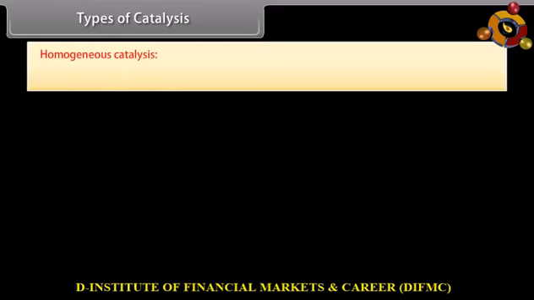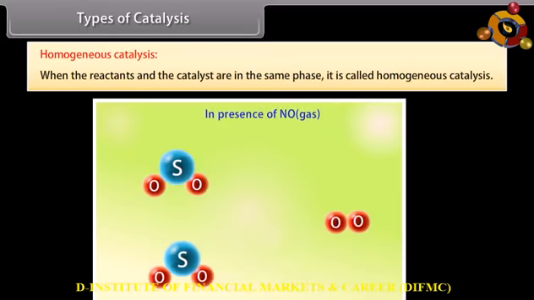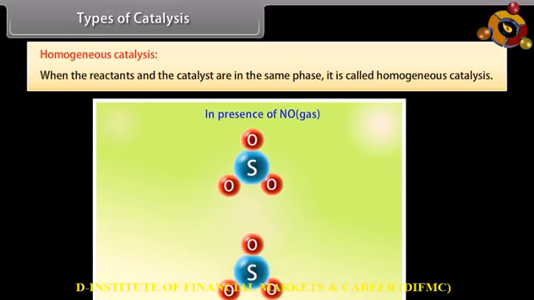Homogeneous catalysis. When the reactants and the catalyst are in the same phase, it is called homogeneous catalysis. For example, oxidation of sulfur dioxide into sulfur trioxide in presence of nitric oxide in the lead chamber process for the manufacture of sulfuric acid. Reactants, sulfur dioxide and oxygen, and the catalyst, nitric oxide, are all in the same gaseous phase.